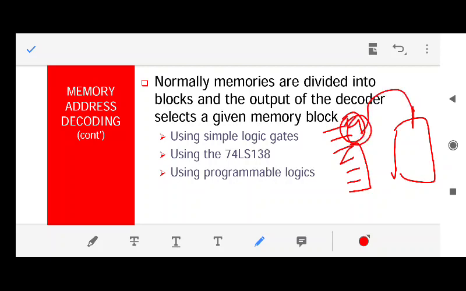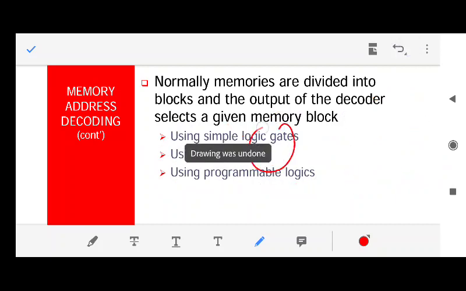For that you have 3 ways. Either you can use simple logic gates. How to use simple logic gates? I'll tell you. You can use a chip which is available in the market, which is 74LS138. This is a decoder chip. I'll explain this to you. And you can also use some programmable logic. For what purpose? To select the memory chip from the remaining address lines. You have these 3 ways. We will see only these two ways, and for the remaining examples we will use this way, and we will use this way also. So how to use them? Let's see.